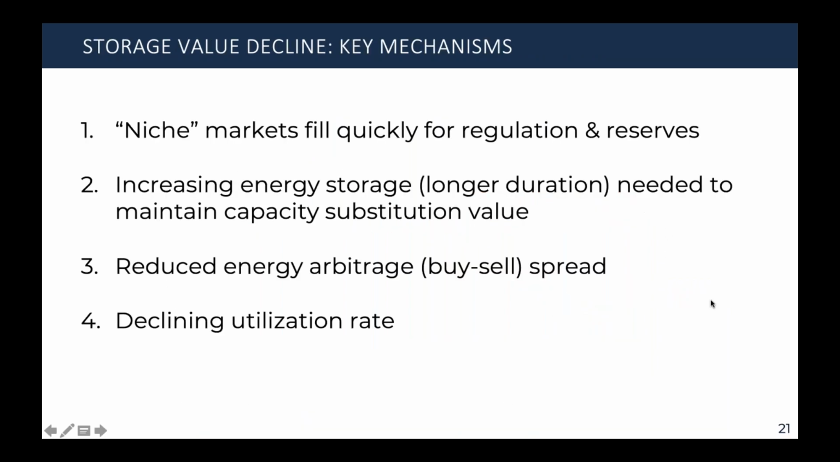Then there are several mechanisms that drive this decline as well. One is that there are niche markets for storage, like providing frequency regulation or reserves, which have high value but are relatively small markets, and so those fill up quickly. The second is a need for increasing energy storage duration or capacity in order to maintain the capacity substitution value. So if you want to displace the first open cycle peaker plant that might only run a few hours of the year, you might only need a couple, 2 to 4 hours of storage duration to replace that infrequently used gas plant.